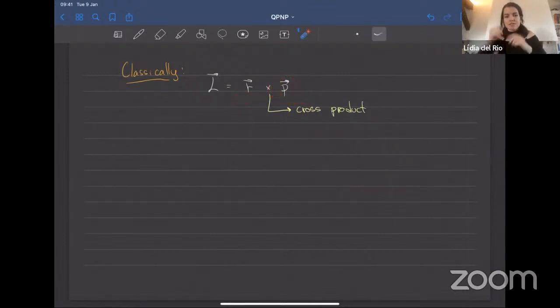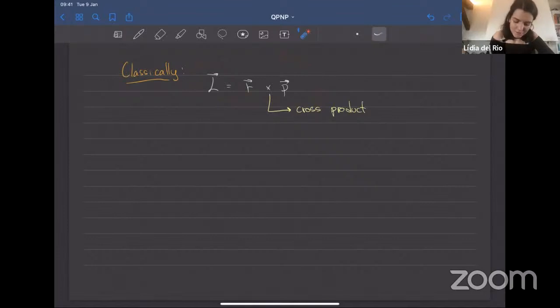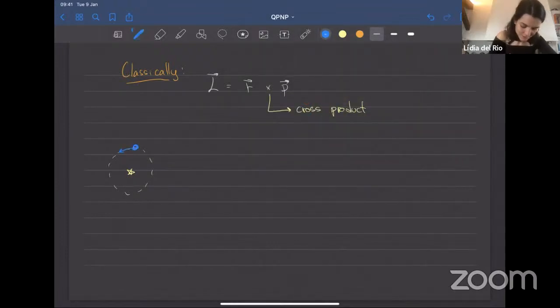And of course the position is always with respect to some point, right? I don't say my position is 3 meters, it's 3 meters from the door, for example. And so it's going to be all about how we choose the center of our coordinate axis, which will tell us whether this quantity is relevant or not. So to give you an example, when we have, say, a star, say the sun, and around the sun maybe a planet, Earth, is moving with some momentum p. And then the position relative to the star is r.